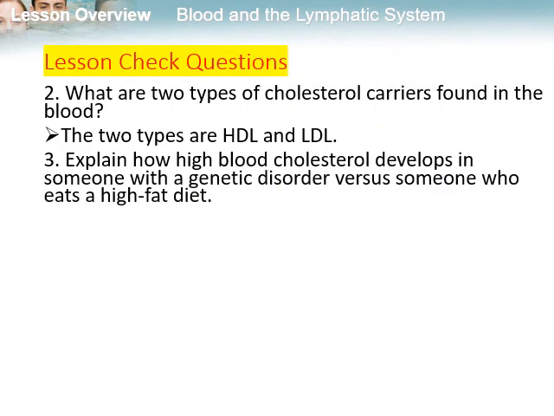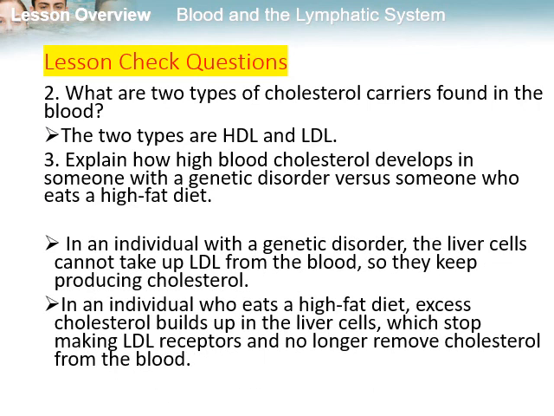Question number 3. Explain how high blood cholesterol develops in someone with a genetic disorder versus someone who eats a high-fat diet. In an individual with a genetic disorder, the liver cells cannot take up LDL from the blood, so they keep producing cholesterol. While in an individual who eats a high-fat diet, excess cholesterol builds up in the liver cells, which stop making LDL receptors and no longer remove cholesterol from the blood.